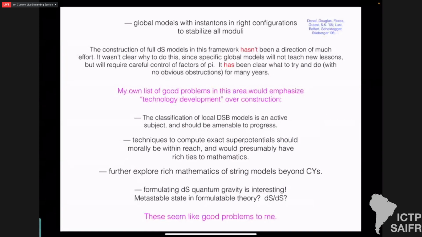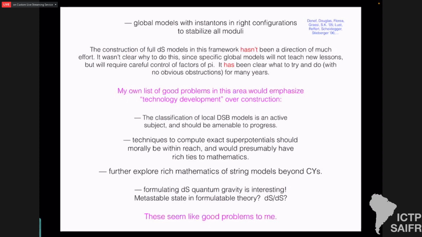Global models with instantons in the right configurations to stabilize all moduli were found, again, more than a decade ago. The construction of full de Sitter models in this framework was not a direction of much effort. It's not that lots of people were trying, it's just that it wasn't really clear why to do this, since specific global models will not teach you new lessons but will require careful control of factors of pi. And so there will always be debates about factors of pi. But it's been clear what to try and do for years, and there's no obvious obstruction. And a group, I'm told, is close to doing this.